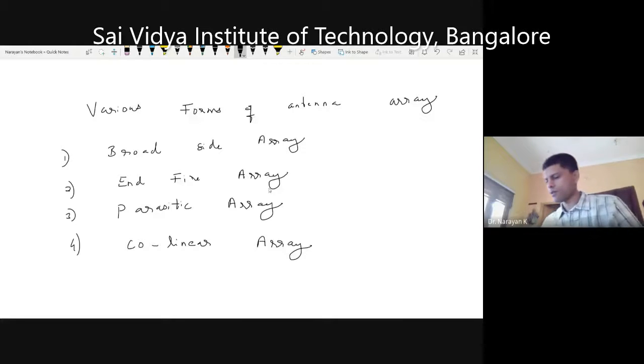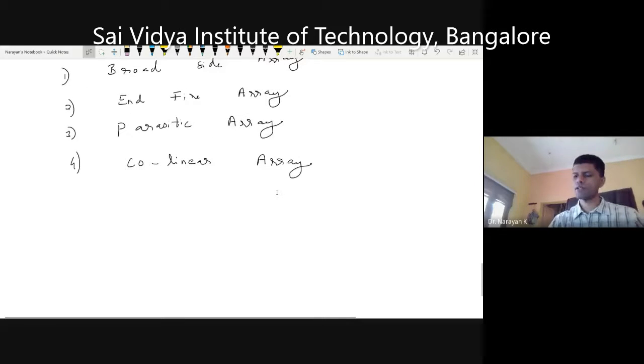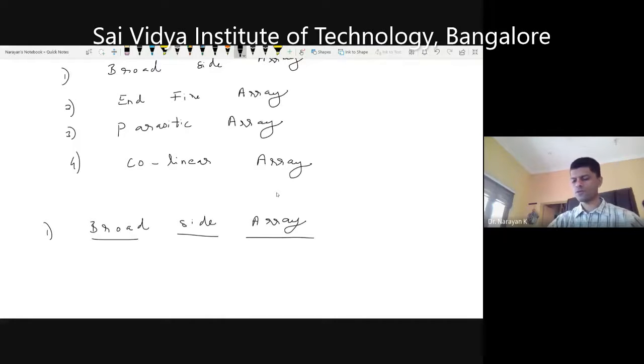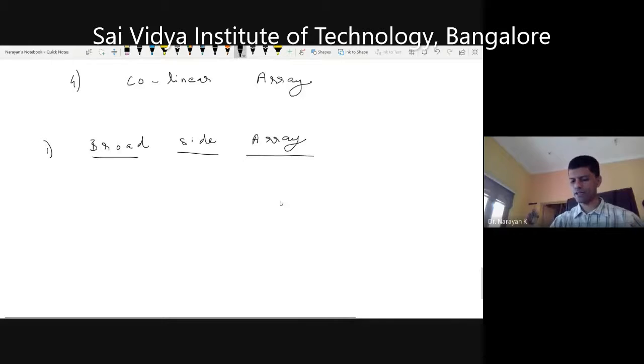So the first one we'll be studying is the broadside array. These are various forms of antenna arrays which are made up of various point sources, which are isotropic point sources. Isotropic point source means they radiate with equal intensity in all the directions. So anyway, these arrays are formed by point sources. Please write down, it is one of the most important arrays.